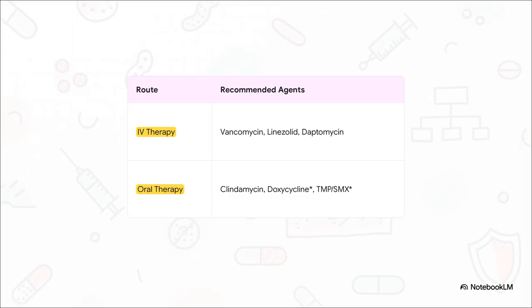But if those MRSA risk factors we talked about are present, then the playbook changes completely. Now you've got to reach for one of these big guns. And notice something really important for the oral options. You still need to add a beta-lactam, like cephalexin, to make sure you have solid strep coverage. Doxy and Bactrim can be a little weak against strep on their own. That's a huge point for the exam.